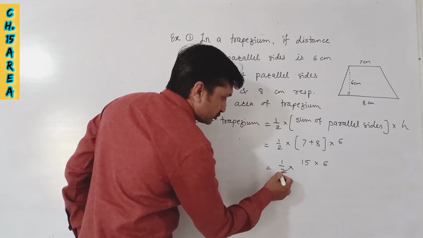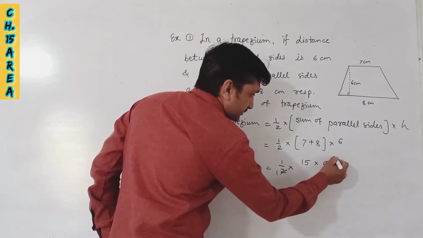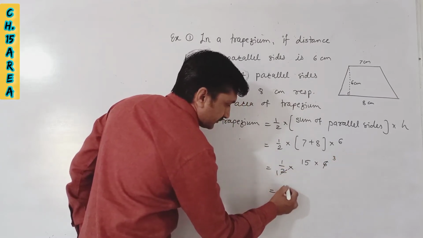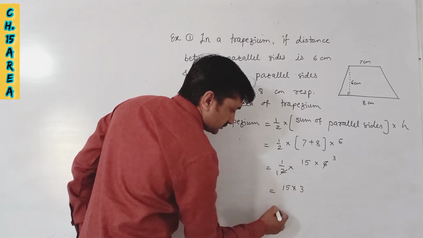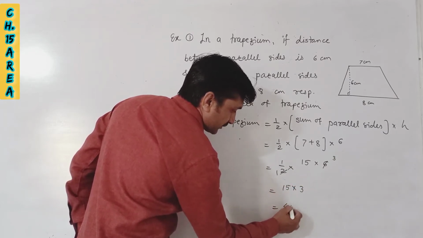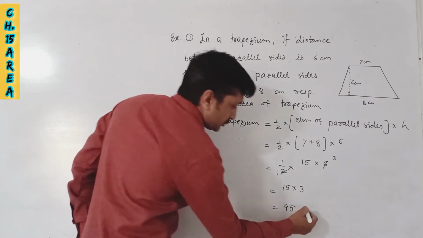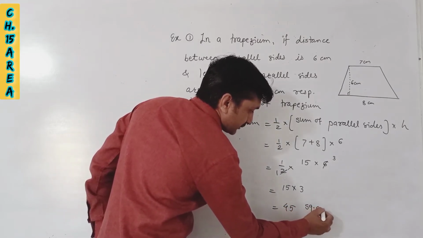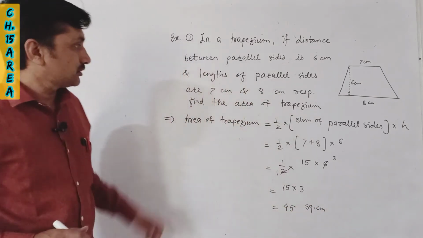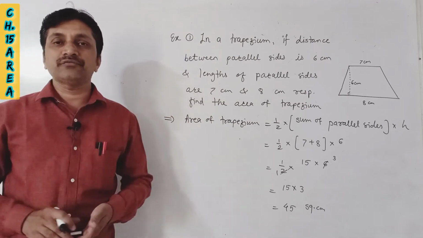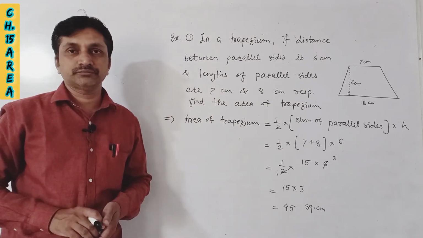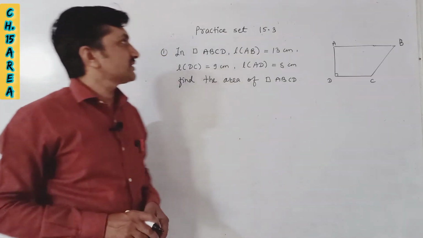Now here we can reduce by 2. 2 ones are 2, 2 threes are 6. 15 multiplied by 3, and 15 threes are 45. It is area, that's why the unit is square centimeter. Therefore the area of trapezium is 45 square centimeter. Dear friends, let's start practice set 15.3.